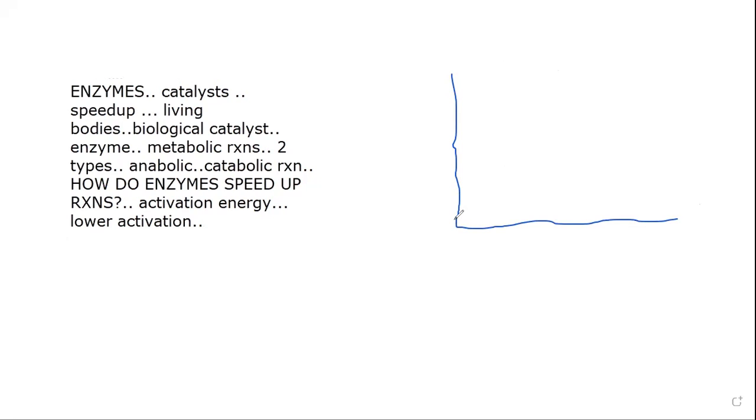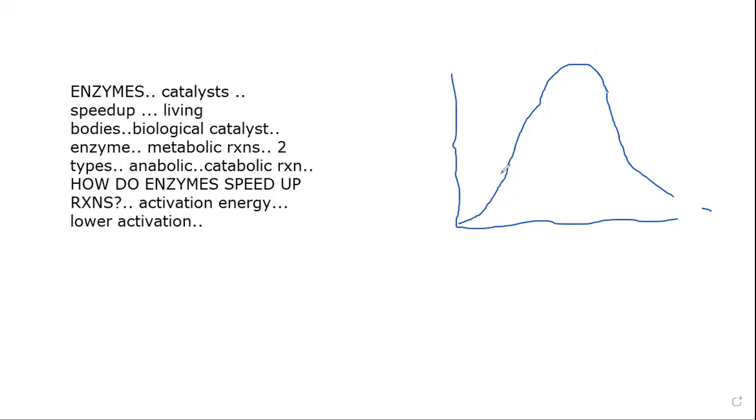I'm just going to tell you what activation energy is. That is why I have drawn this. This is the energy level that is required for the reactants to acquire before the reaction can take place. This energy required is actually the activation energy. The reactants have to acquire this amount of energy before the reaction can take place.